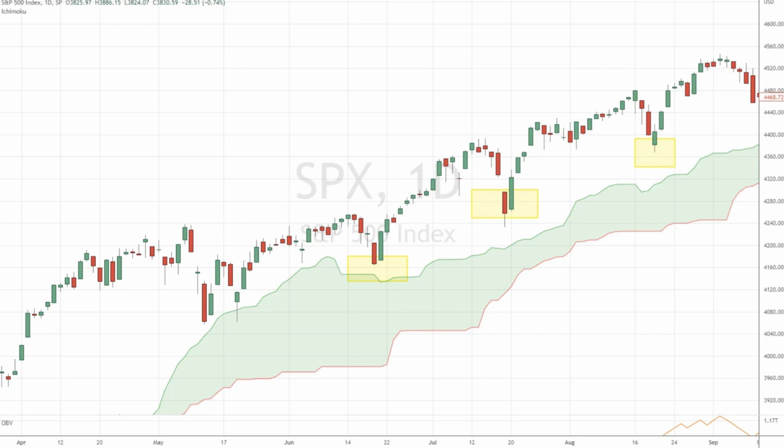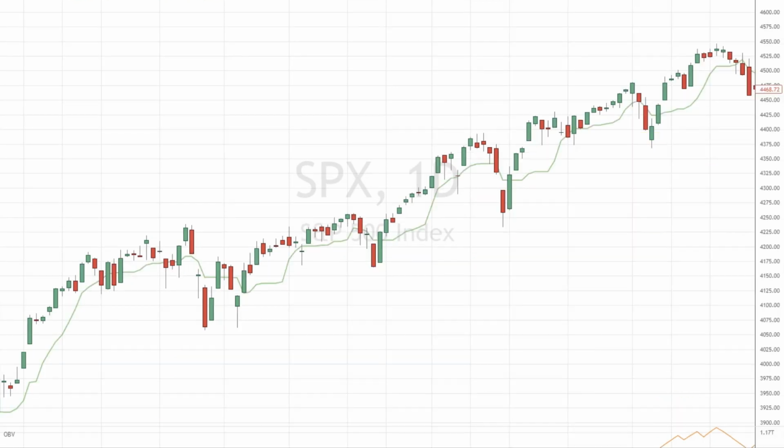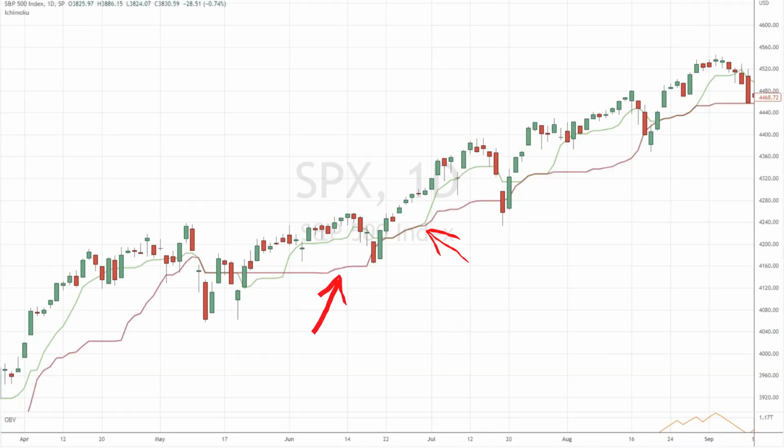Here's a quick and dirty run through. The Ichimoku Cloud is made up of two lines, the conversion line, or in Japanese, and please excuse my pronunciation, the Tenkan-sen, and then we have the baseline, or in Japanese, the Kijun-sen. The Tenkan, or the conversion line, is a short-term moving average, while the Kijun, the baseline, is a long-term moving average. The cloud itself is formed by plotting these two lines 26 periods into the future.